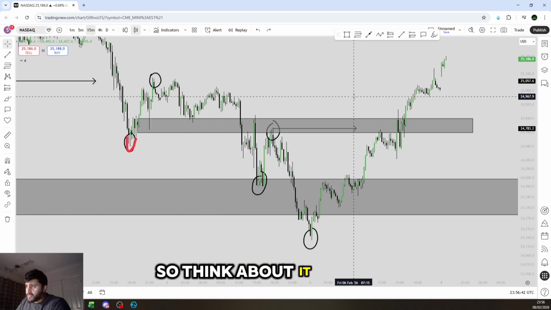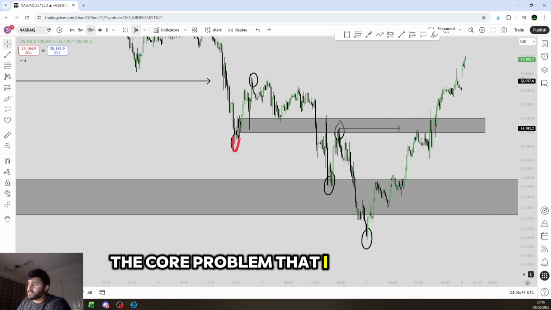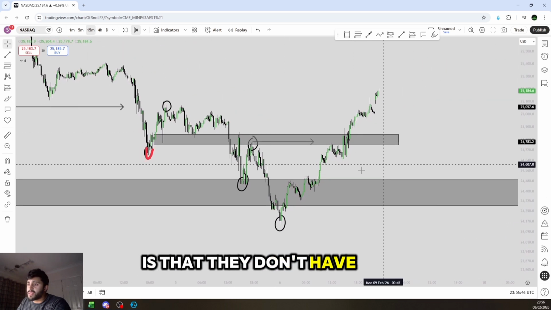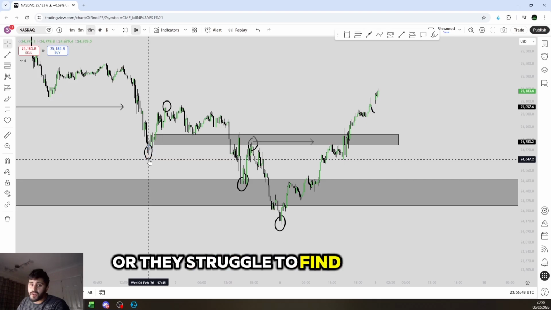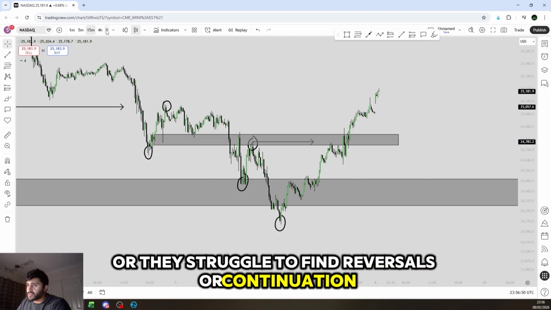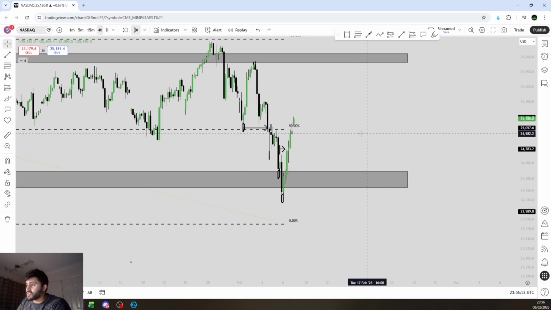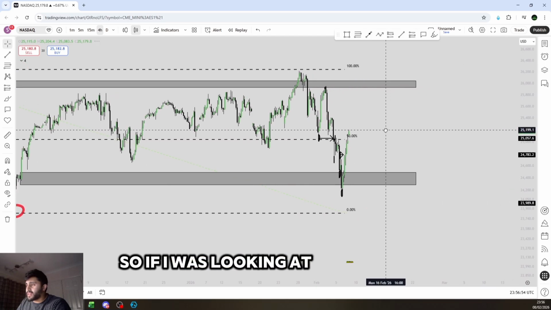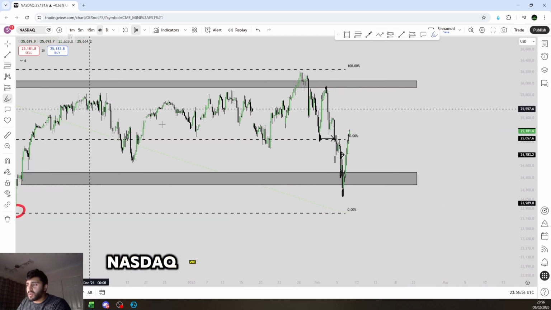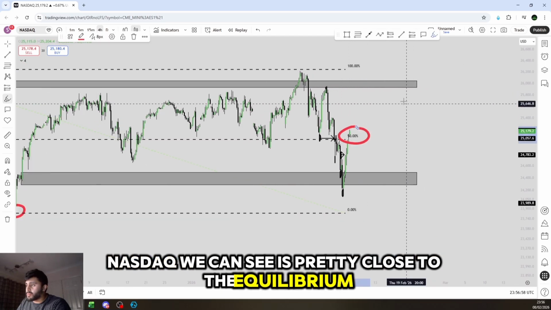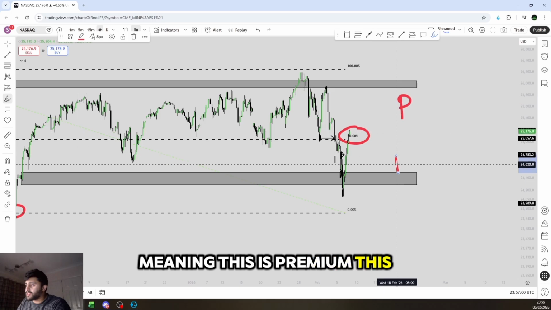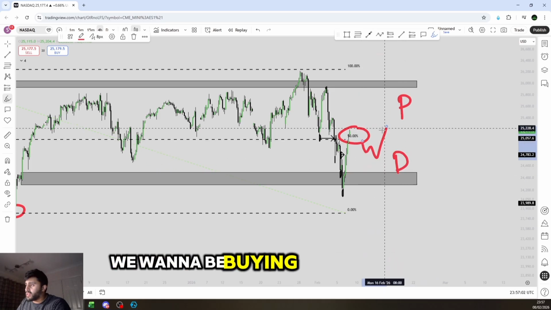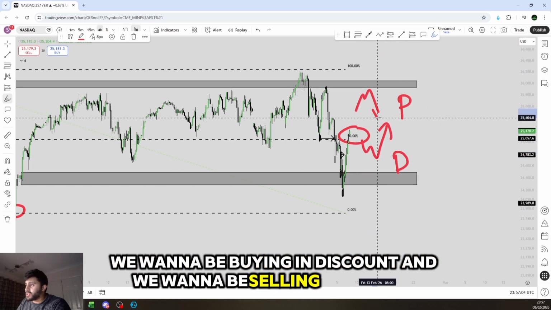So think about it this way. The core problem that I see traders face is that they don't have their direction down, or they struggle to find reversals or continuation. So this is how I would do it personally. If I was looking at NASDAQ now, we can see it is pretty close to the equilibrium, meaning this is premium, this is discount. We want to be buying in discount and we want to be selling in premium.